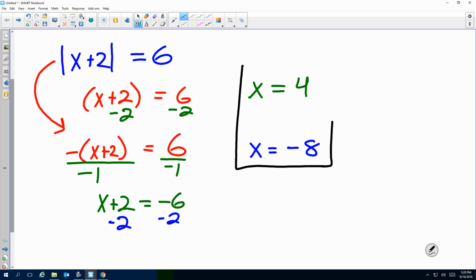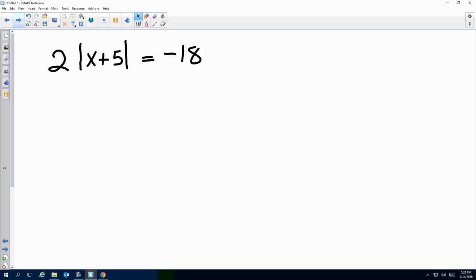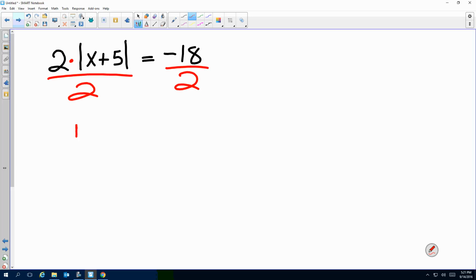Remember, you always have two answers when you're solving your absolute value equations. Okay? Now, let's look at a slightly more complicated problem. This problem is more complicated because there's a 2 multiplying. But that's okay. We can just divide by 2. We are absolutely allowed to do this. This will give me the absolute value of x plus 5 is now equal to negative 9.